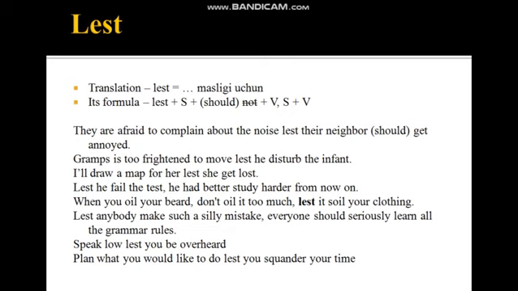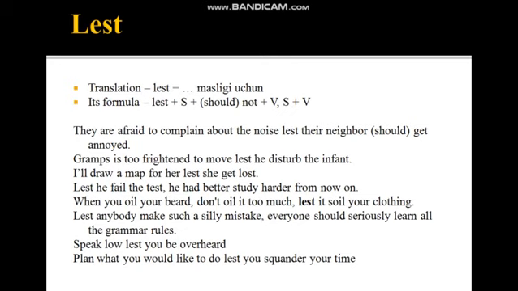Okay, and the next sentence is: Gramps is too frightened to move lest he disturb the infant. See, "he disturbs" would be wrong. Lest he disturb the infant. And: I'll draw a map for her lest she get lost. See guys, "lest she get lost." Sounds wrong, right? "Lest she gets lost." You might be saying, oh come on, it's a mistake.